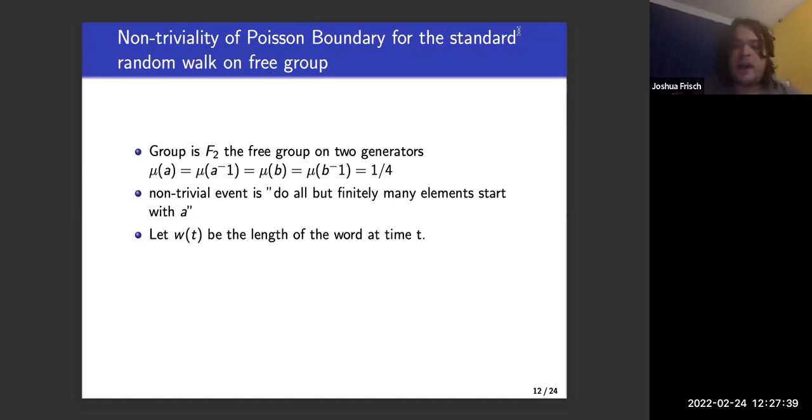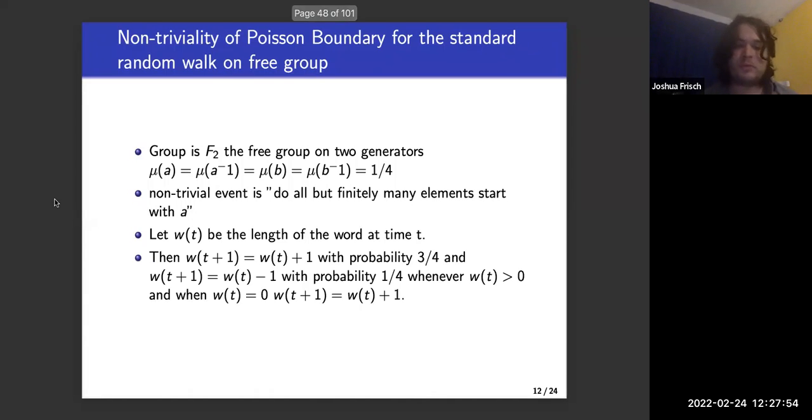I want to argue that it's going to happen 1/4 of the time. Well, first of all, look at the time. Let W_t be the length of the word at time t. So this is just how far away you are from the origin. Then, 3/4 of the time, I'm going to move one step away. And 1/4 of the time, I'm going to move one step closer. So on average, I'm going to move half a step away.